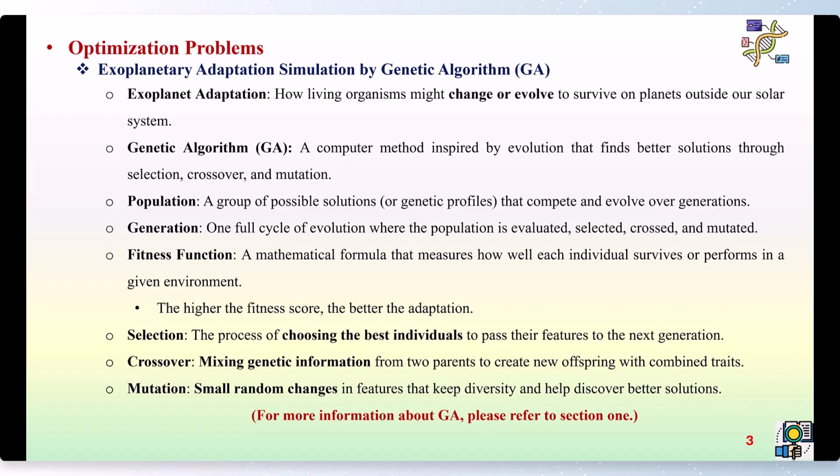Crossover is mixing genetic information from two parents to create new offspring with combined traits or features. Mutation is a small random change in features that keeps diversity and helps discover better solutions. As I mentioned earlier, for more information about genetic algorithms, please refer to section 1.